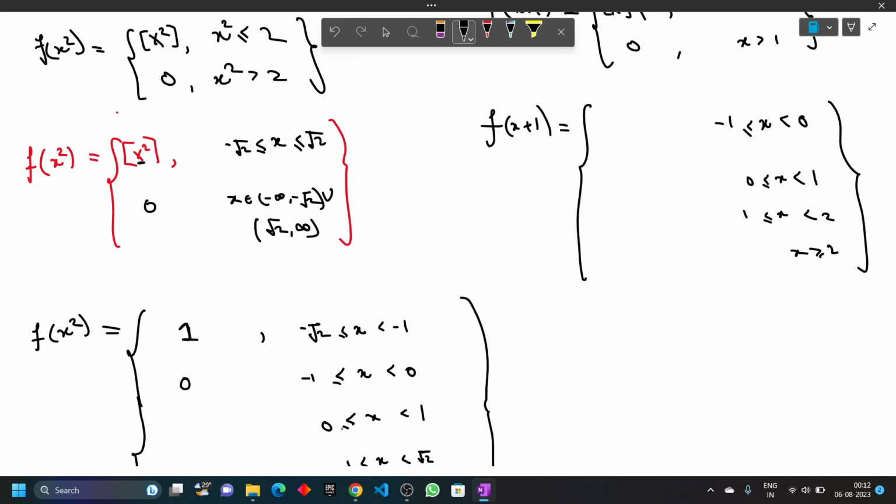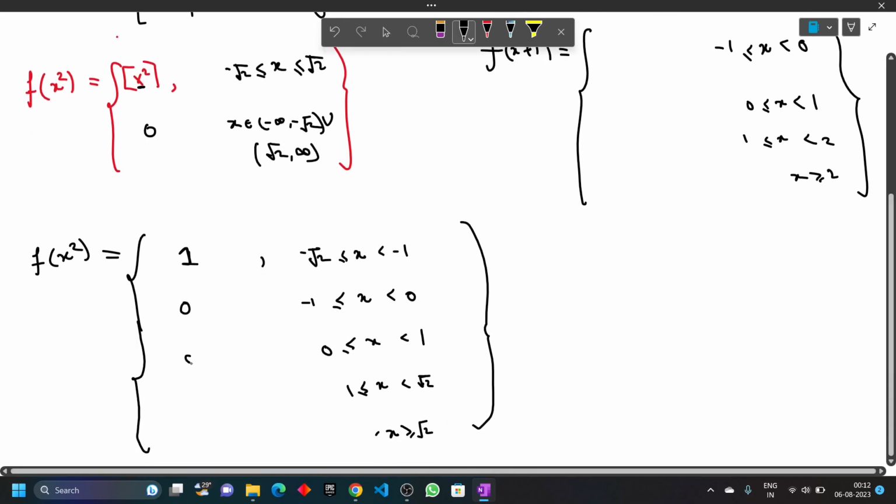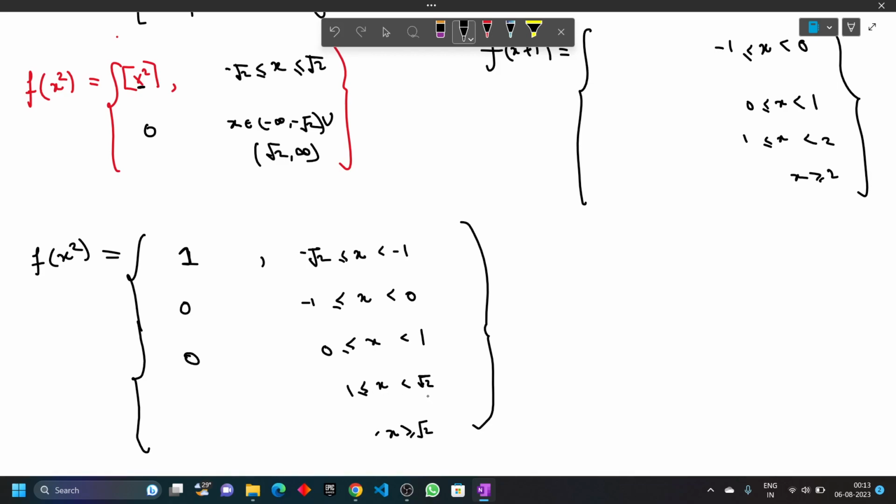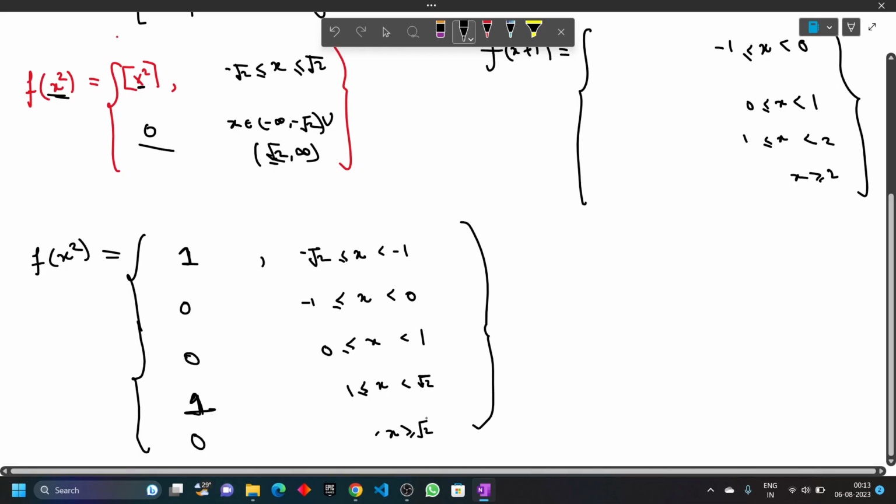Again, same case, if x belongs to 0 to 1, x square will also belong to 0 to 1, and the greatest integer would be 0. Now, in this case, if x belongs to 1 to root 2, then x square will belong to 1 to 2, and the greatest integer would be 1. But when x is greater than root 2, f of x square is defined as 0. So I'm just going to write 0 in this case.